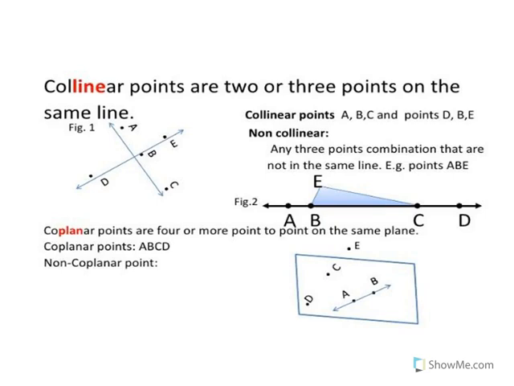Similarly, coplanar points are 4 or more points on the same plane. So here we have our coplanar points A, B, C, and D, and a non-coplanar point, point E, because E is not on the plane.